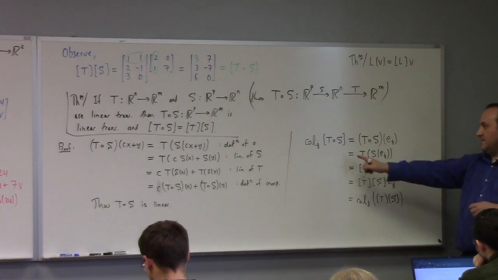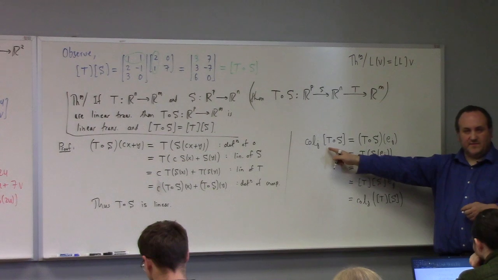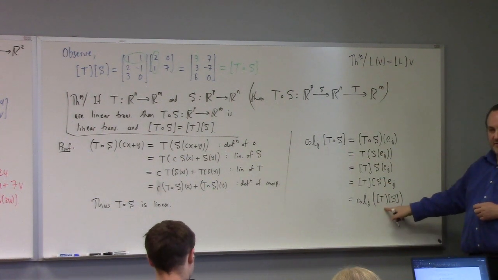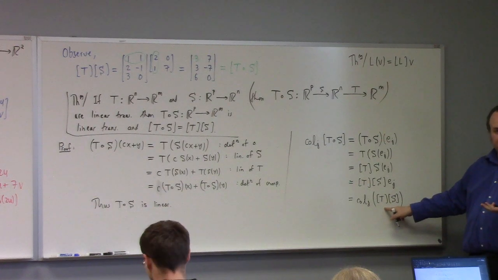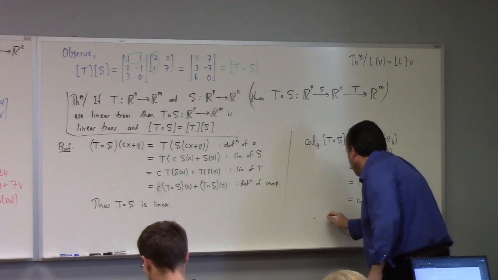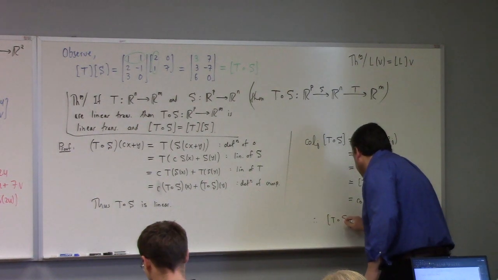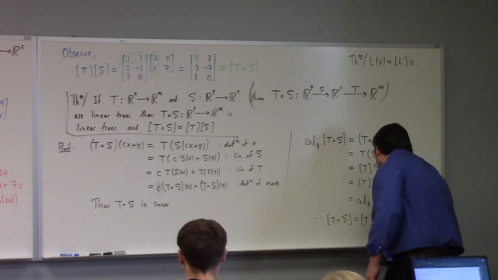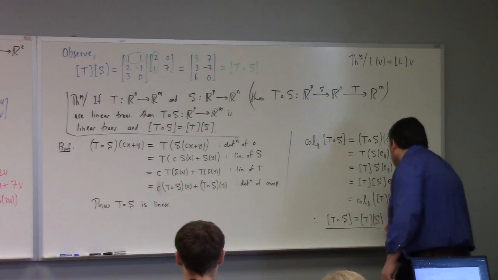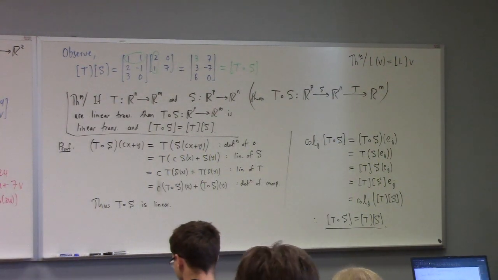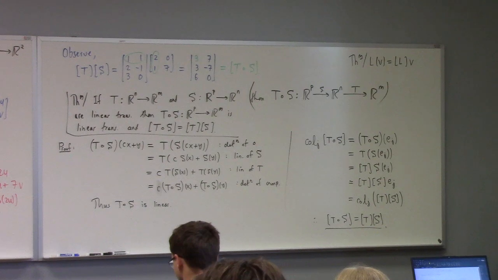So we have that the jth column of the standard matrix of the composition is the jth column of the product of the standard matrices. But j is arbitrary, therefore the standard matrix of the composite is the product of the standard matrices of the transformations composed. There you go. All right, in fact, this is not an accident.